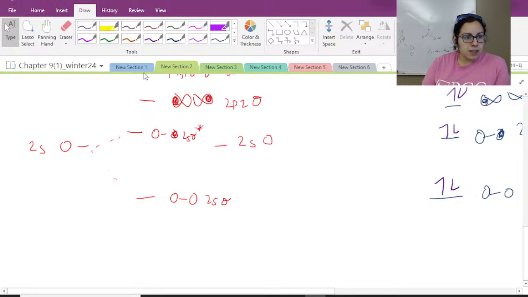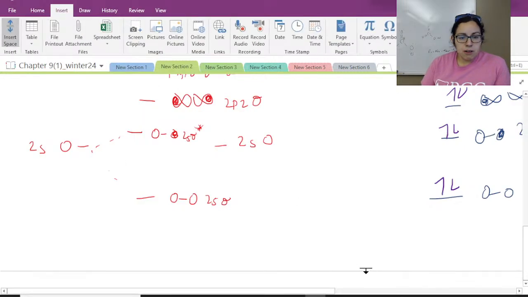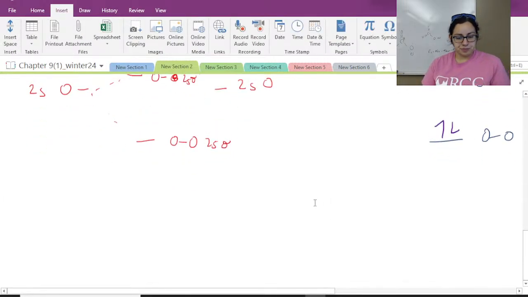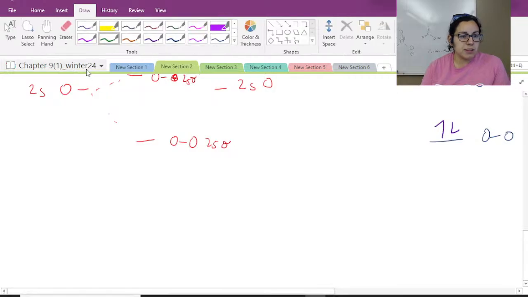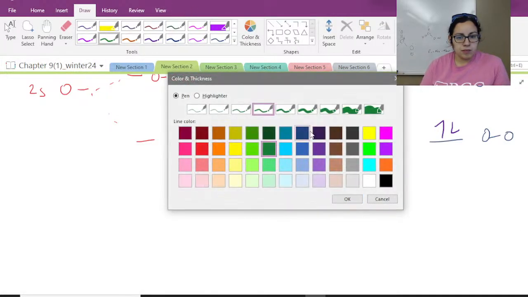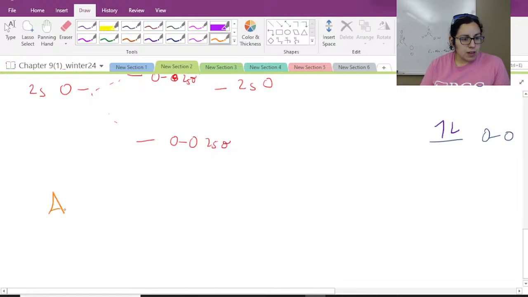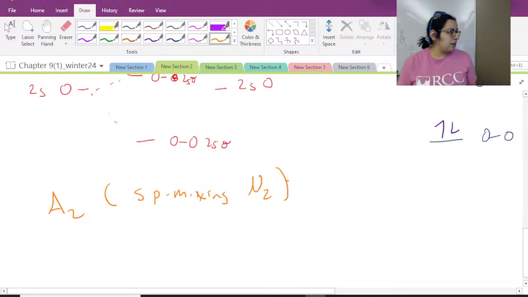And so now let's repeat that. But now we're going to make our A2 for SP mixing. What's a fun color? Now we'll do A2, and this is for SP mixing. And so this would be appropriate for nitrogen.